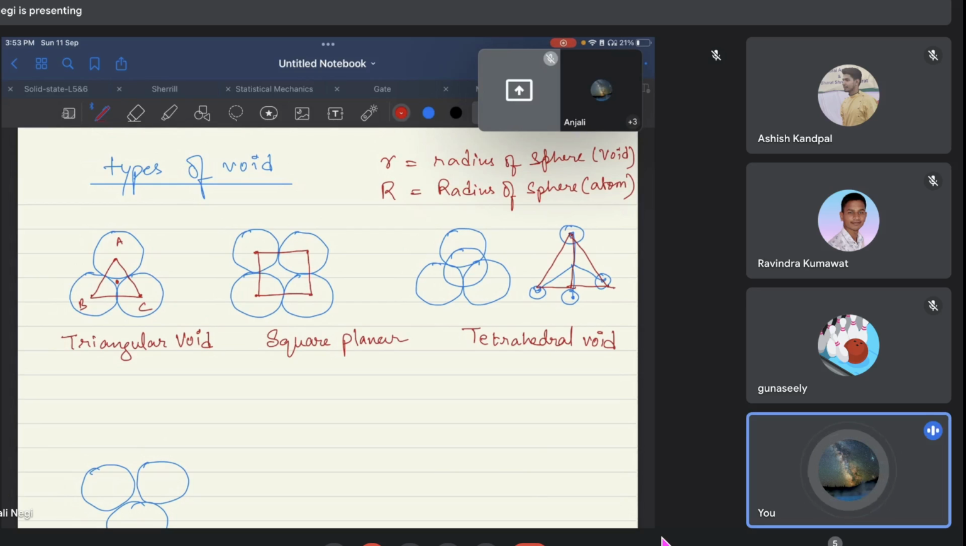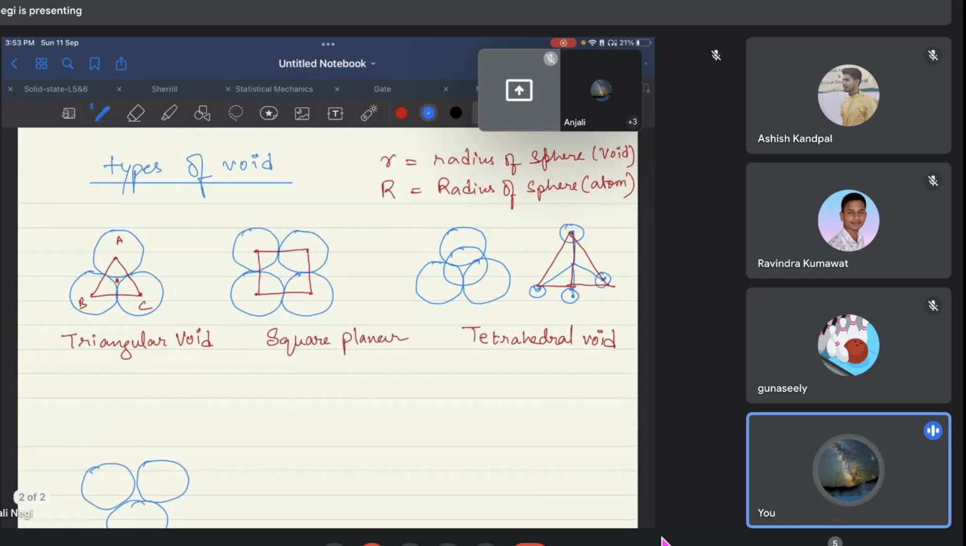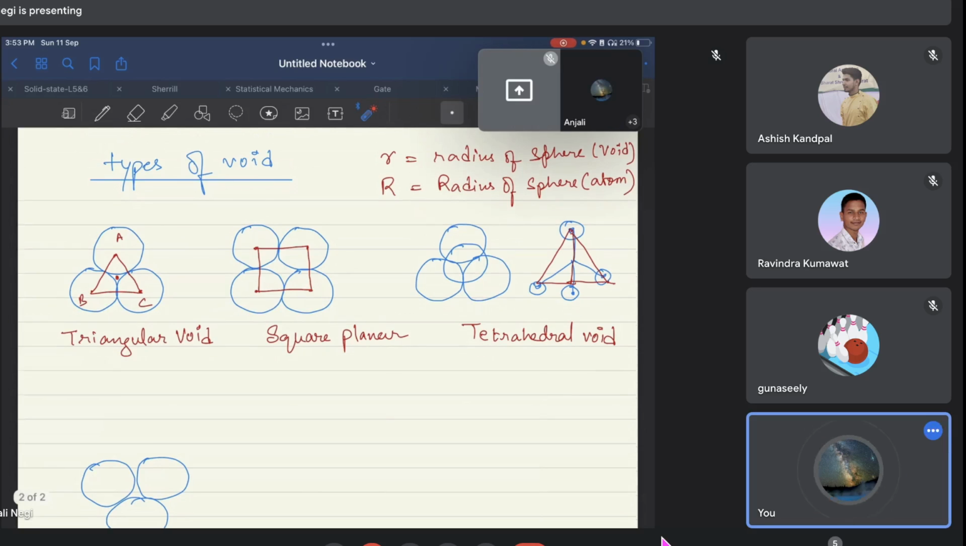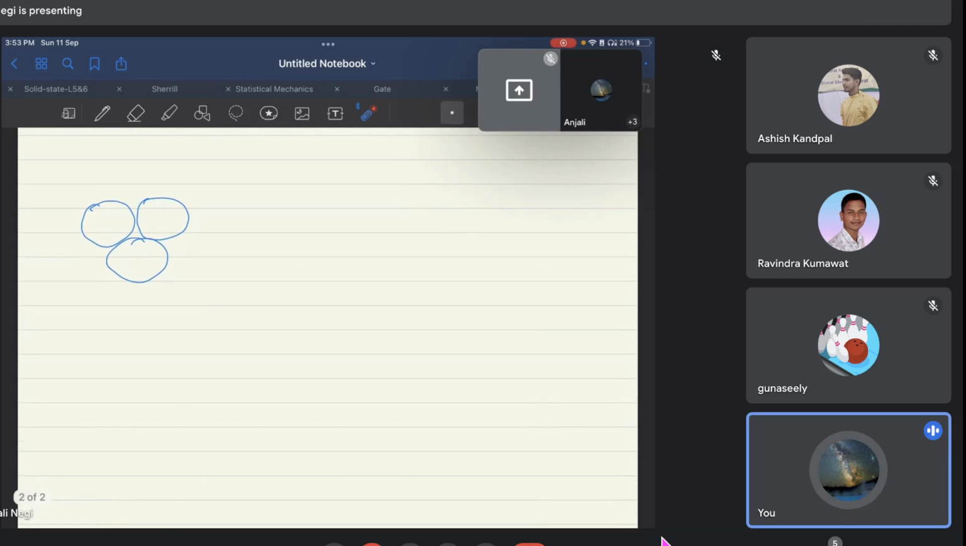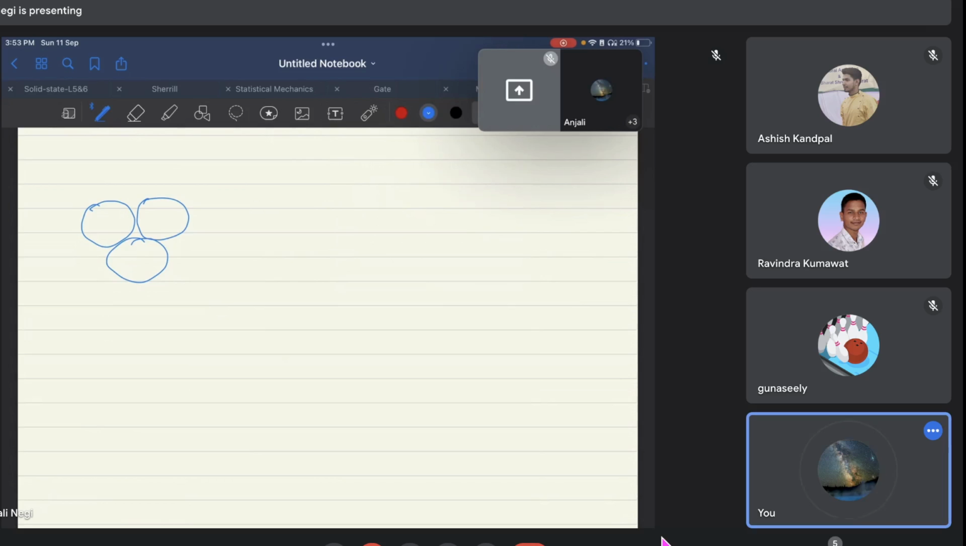So for the fourth one, the octahedral void, I have discussed so far, from the start, the triangular, then the square planar, then the tetrahedral. Okay, now we are going to the octahedral one. For the octahedral one, we have a total of 6 spheres touching each other.